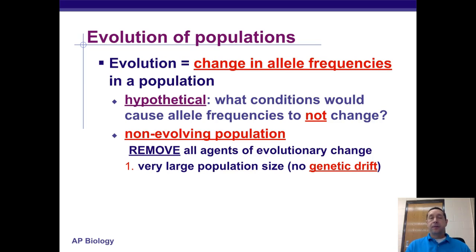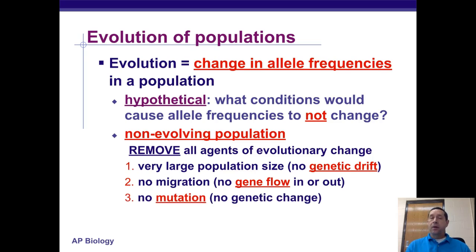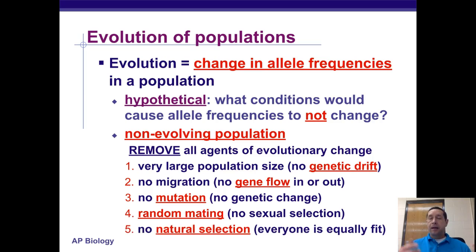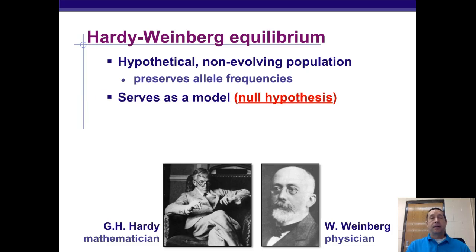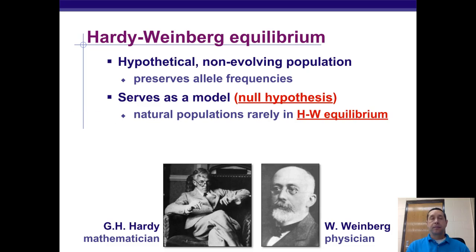So we have 5 assumptions for what we call the Hardy-Weinberg equilibrium. You need to have a very large population size to prevent genetic drift. You have to have no migration, which prevents gene flow. No mutations. Random mating, no sexual selection, and no natural selection. Everyone has an equal chance of surviving and reproducing. So this hypothetical non-evolving population keeps allele frequencies the same, or keeps them in what we call Hardy-Weinberg equilibrium. It's our null hypothesis to measure evolution.